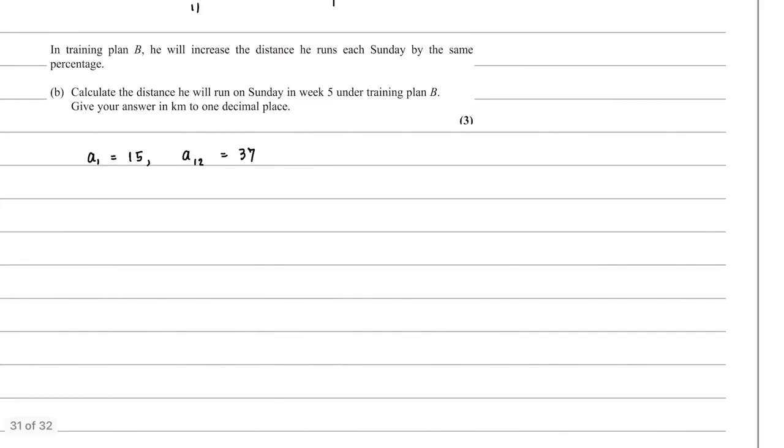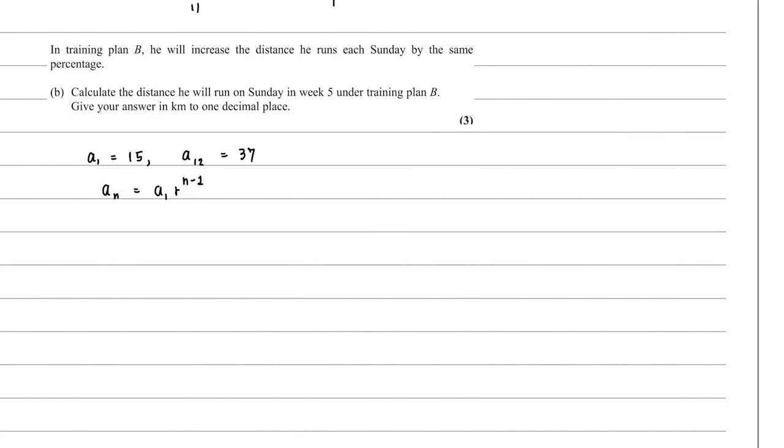Here is part B. In training plan B, he will increase the distance that he runs each Sunday by the same percentage. Calculate the distance he will run on Sunday in week 5 under training plan B. Give your answer in kilometers to one decimal place. We have the same information, but according to plan B, the distance will increase as a percentage. That means we have the geometric sequence, which has the formula of An equals A1 times r to the power of n minus 1.